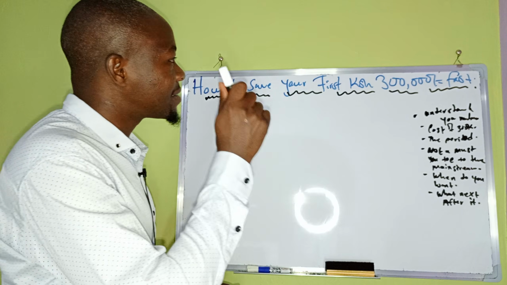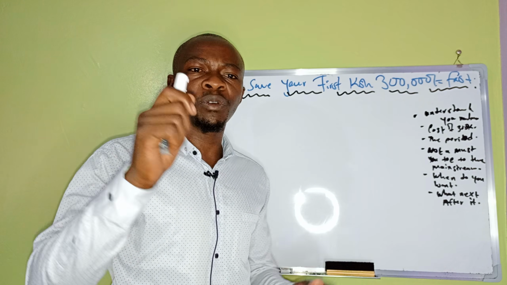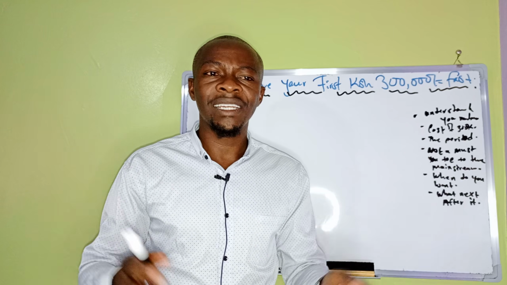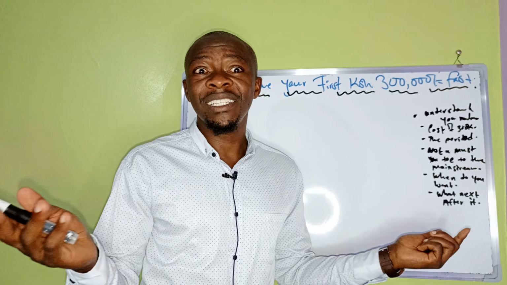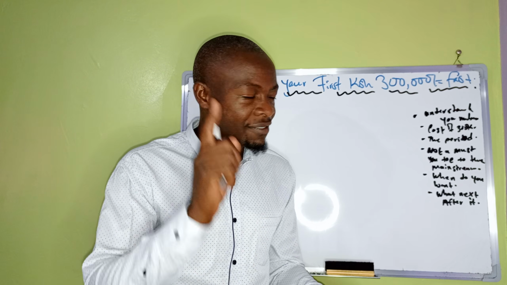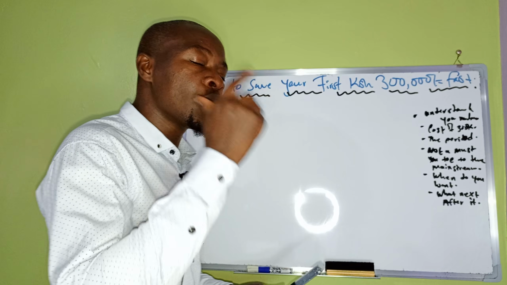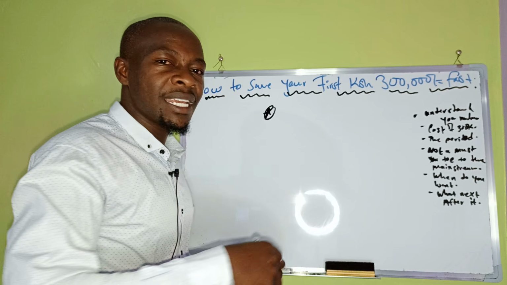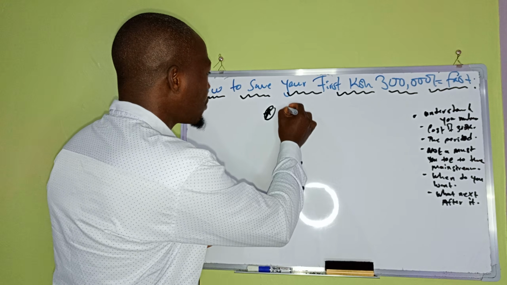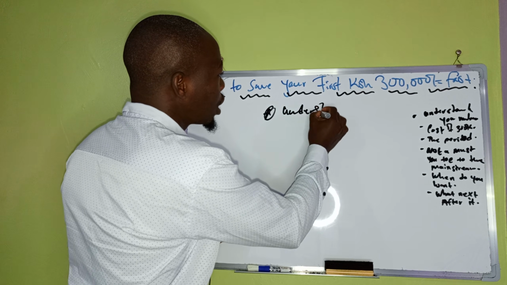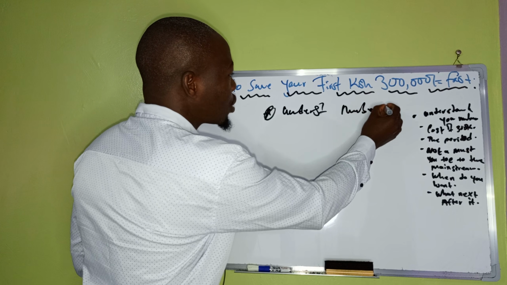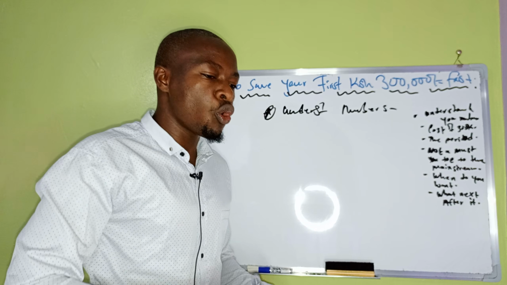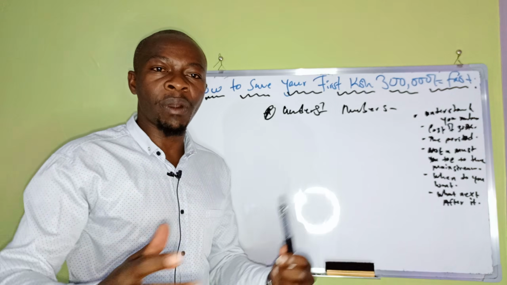Now, you want to save your first 300,000 Kenyan shillings because you're looking forward to, say, starting a business or something of the sort, or maybe you just want to see some money in your bank. So what do you do? The very first thing you have to understand when it comes to saving your money is to understand your numbers. I wish there was another formula. There's no other formula. You have to understand your numbers. When I say understand your numbers, it is to know exactly what you operate on.